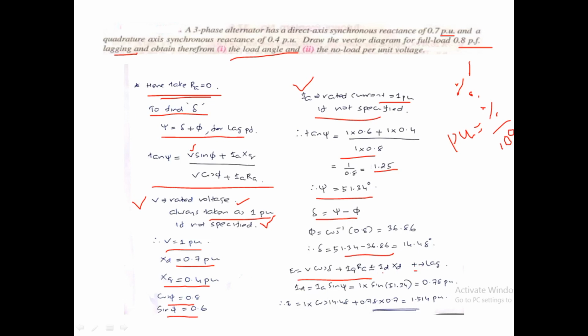So here we require ID. All other things we know. V we know, delta we know, IQ we can find, but it is not required here because RA equal to 0. ID you have to find. ID equal to IA into sin psi. If IQ is required, IQ will be equal to IA into cos psi. So you substitute that and you will get E. So this is our answer.